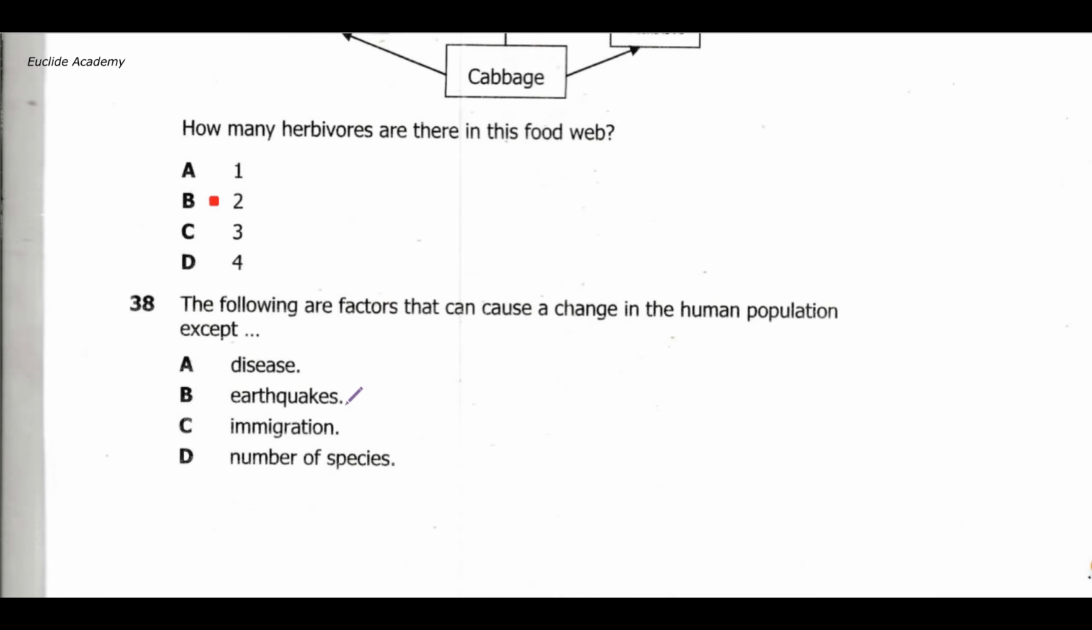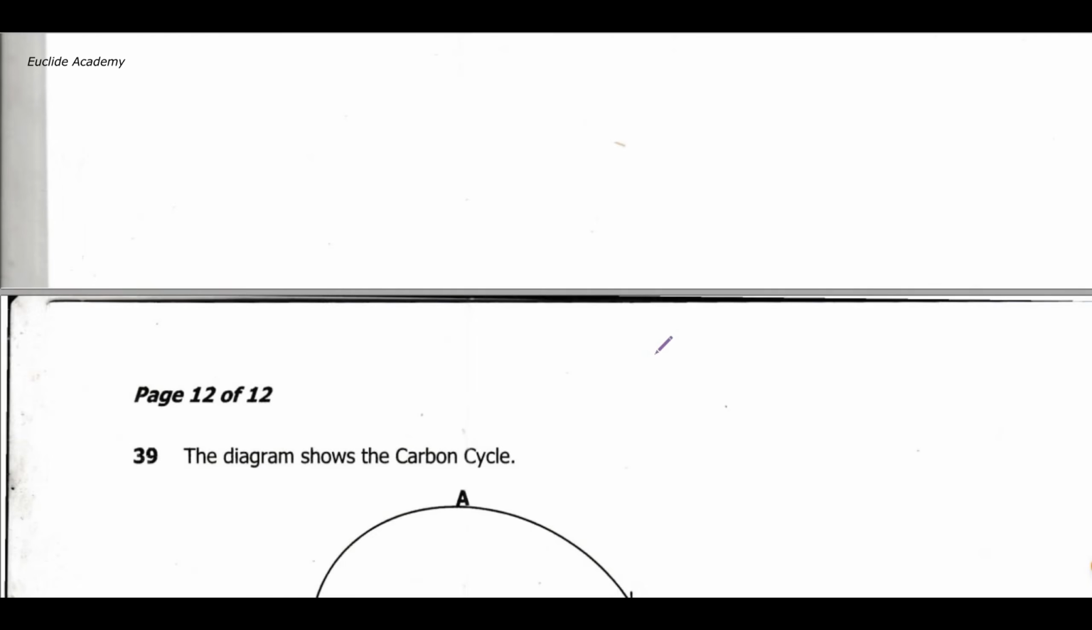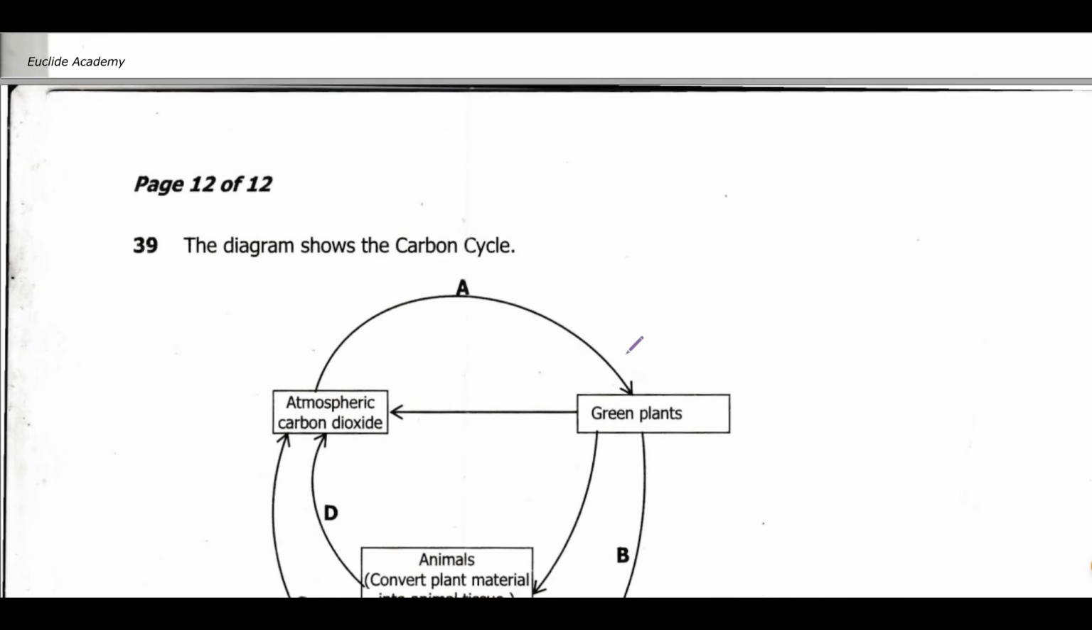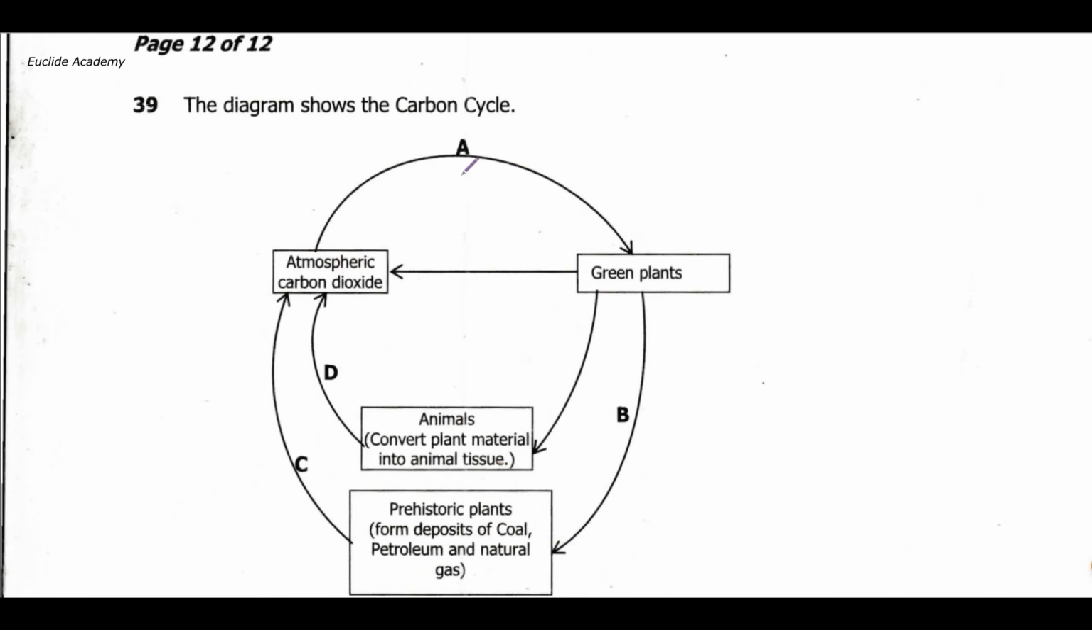The following are factors that can cause a change in the human population, except: diseases can cause a change in the human population. Earthquakes, yes, they can cause a change. People can go out, they can come in, or they can die. Immigration, we talk about people coming in, yes, it can cause that. Number of species doesn't give us any reasonable explanation. So this one cannot cause a change in human population.